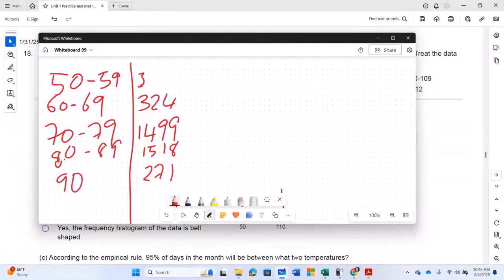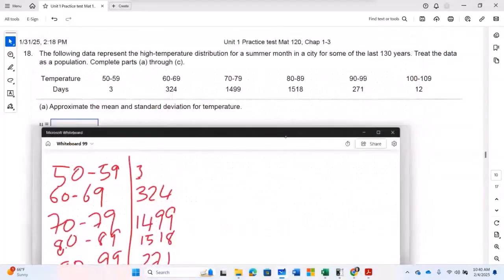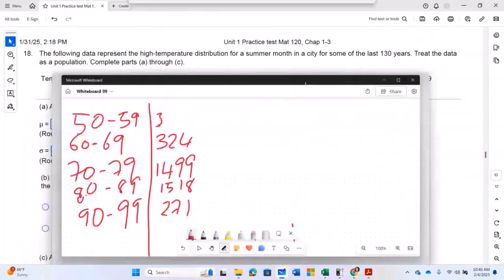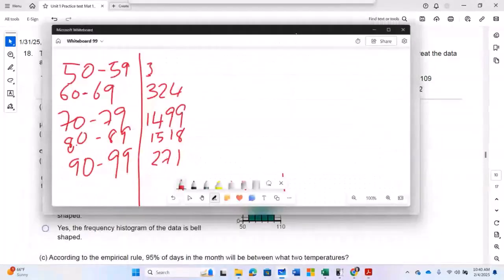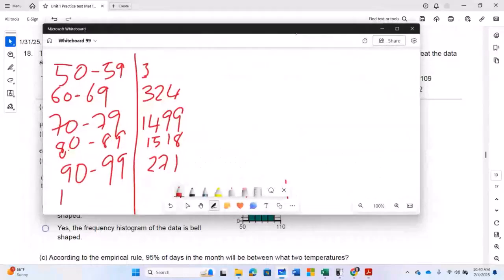This is 90 to 99, frequency is 271. And the last class is 100 to 109, frequency is 12. Okay.